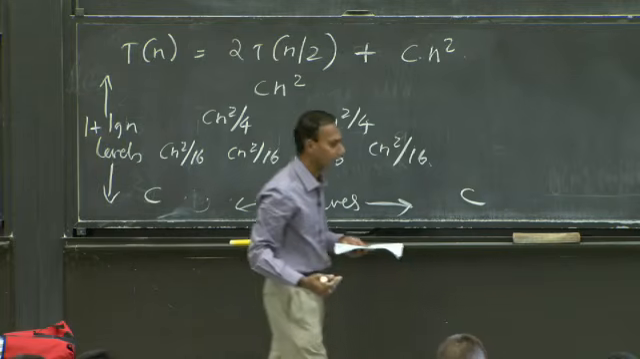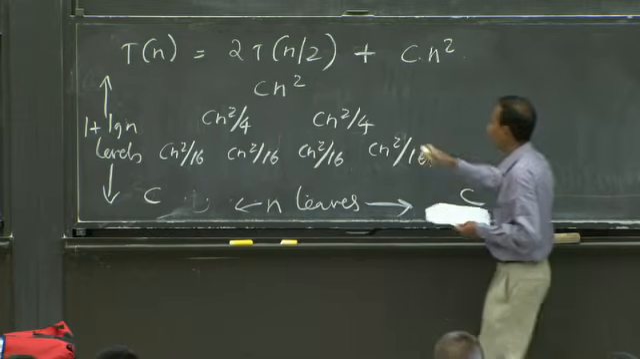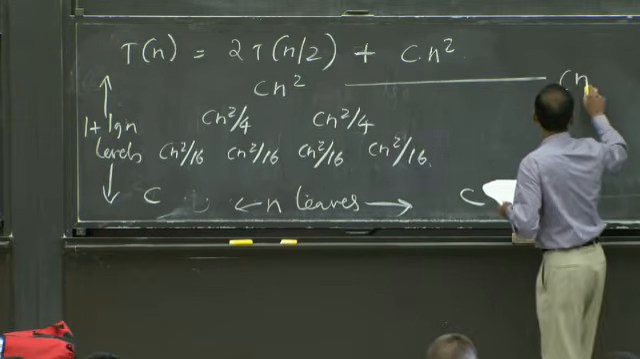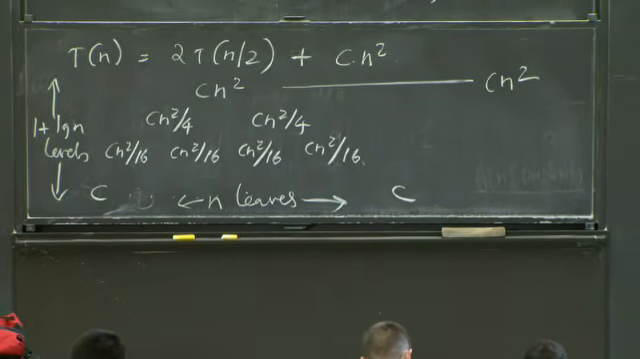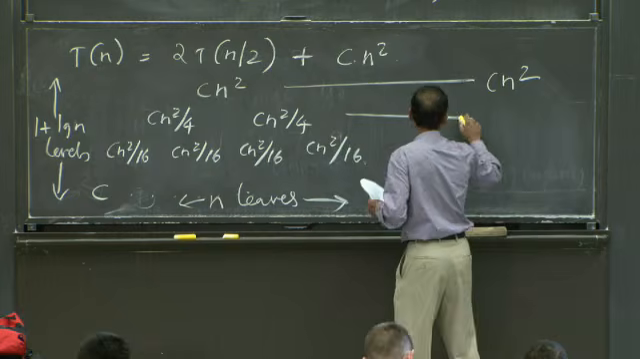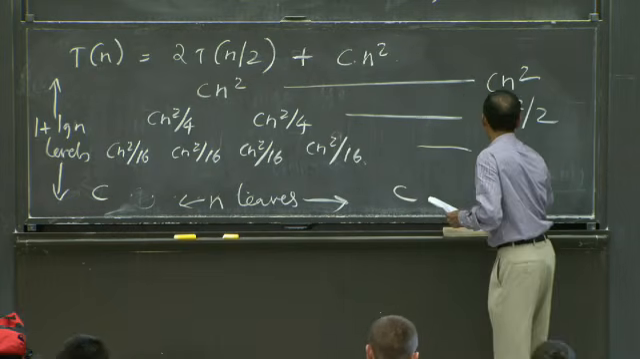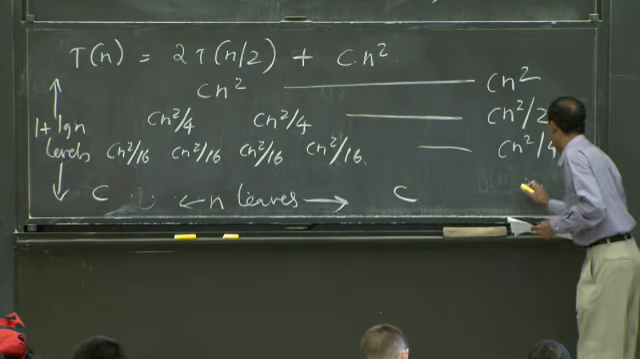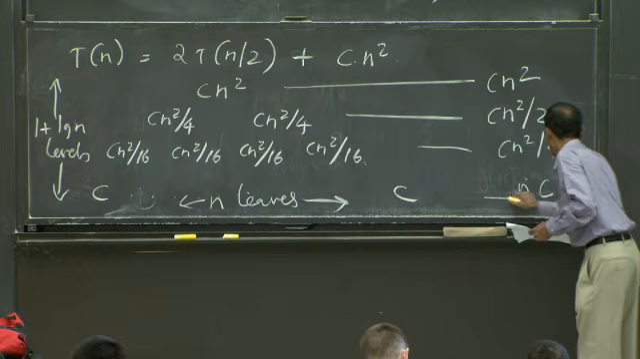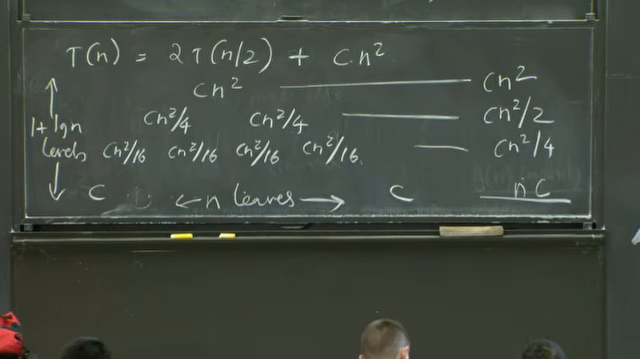And this is why I like this recursive tree formulation so much, because now all I have to do is add up the work associated with each of the levels to get the solution to the recurrence. Right? Now take a look at what happens here. cn squared divided by 2. cn squared divided by 4. And this is n times c. So what does that add up to? Bounded by 2cn squared, right?